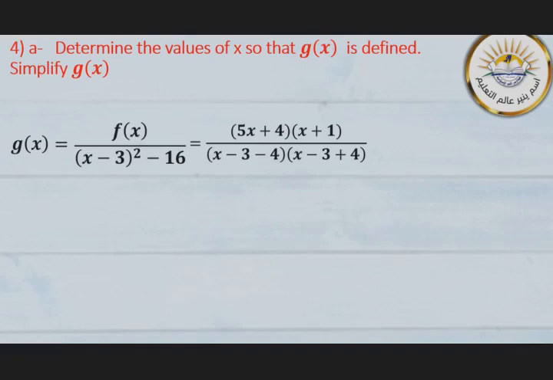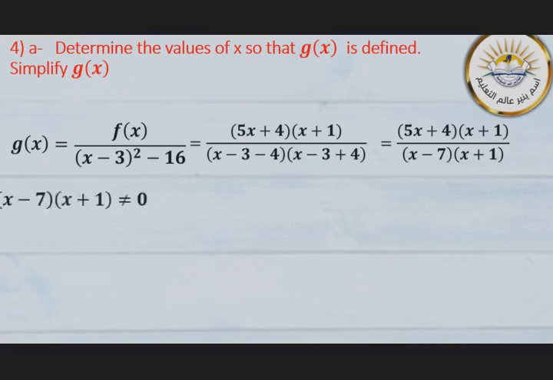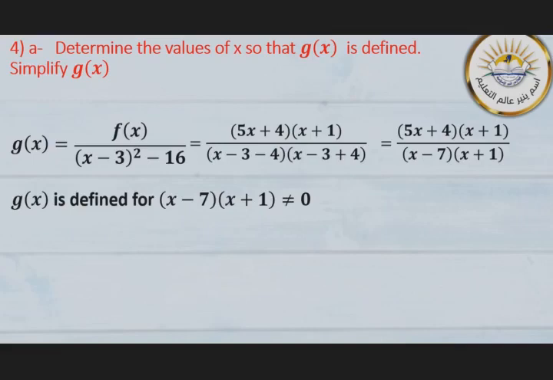So we considered that 16 is equal to 4 squared, and we applied the rule that says a squared minus b squared is equal to a minus b times a plus b. After some calculations, the answer will be (5x plus 4) times (x plus 1) over (x minus 7) times (x plus 1). So g of x is defined for (x minus 7) times (x plus 1) different than 0.